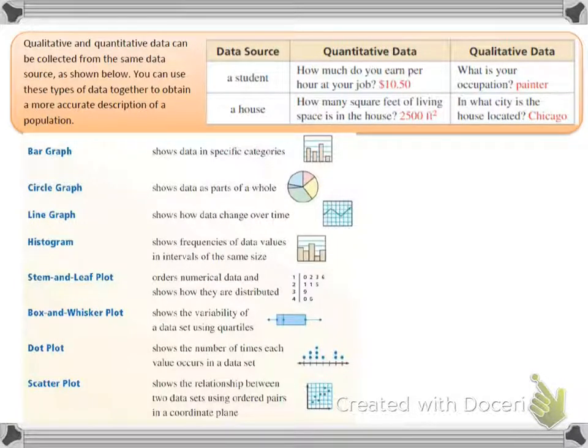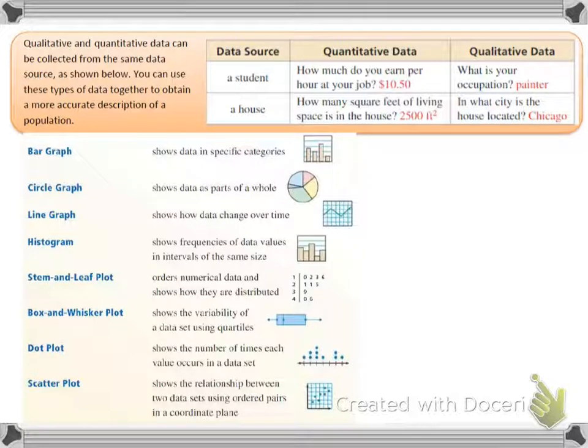Now, qualitative and quantitative data can be collected from the same data source, such as we see over here to the right. You can use these types of data together to obtain more accurate descriptions of a population. So for instance, if I'm getting information from a student, if I'm asking for quantitative data, I could ask them, how much money are you earning at your job? A qualitative question would be, what is your occupation? Now, both of these questions give me more insight into that student and what's going on with them.